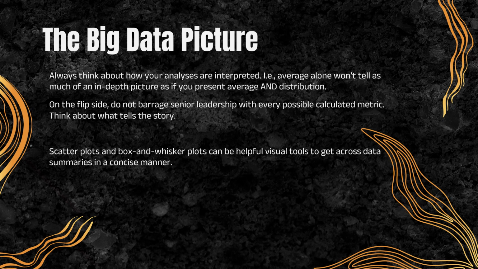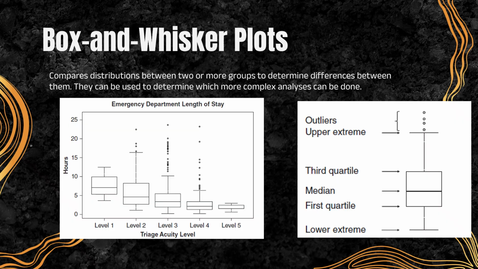Now, scatter plots and box and whisker plots, or just box plots, can be helpful visual tools to get the data across in a concise manner. These are not the only ones, but these are just 2 things that do work well. So if you've never seen a box and whisker plot, this is what it looks like. It compares the distribution between 2 or more groups to determine differences between them, and they can be used to determine which more complex analyses can be done. So recently, I believe I used these to determine if I needed to do an ANOVA test for my analysis, right?